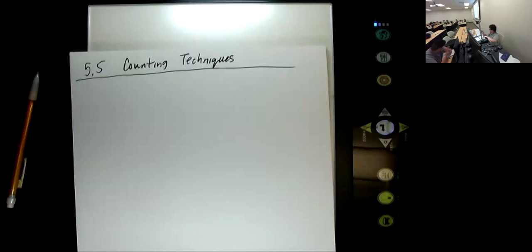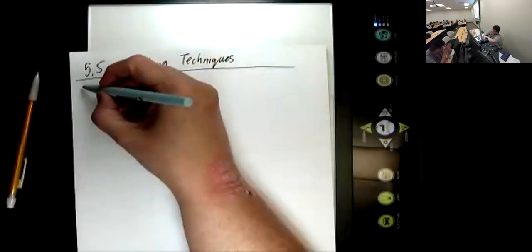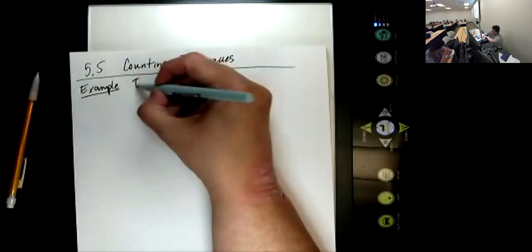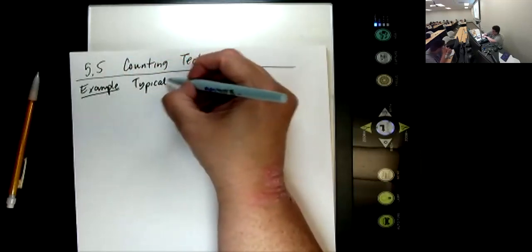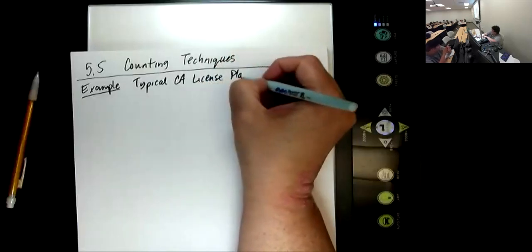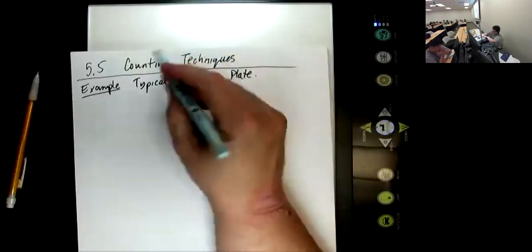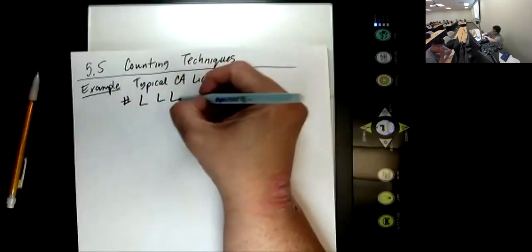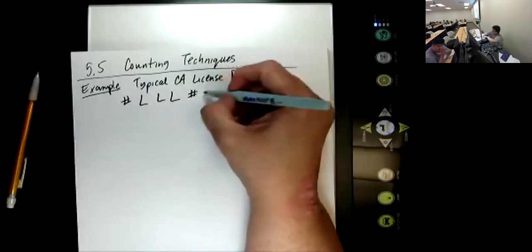In my head, I think this should be done before 5 point, the rest of them. So let's just start with an example. A typical California license plate starts off with a number, followed by 3 letters, followed by 3 numbers.